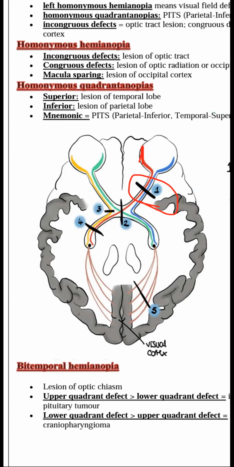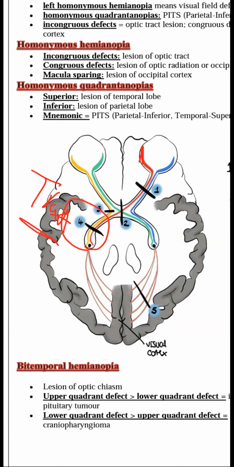The nasal fibers are decussating at the optic chiasma. And this is the first question. Optic chiasma is decussation of the nasal fibers of the optic nerve. Then, after this optic chiasma, you have what's called the optic tract.